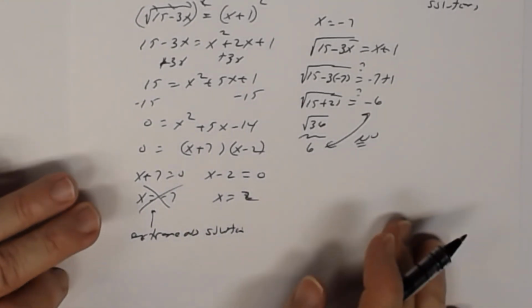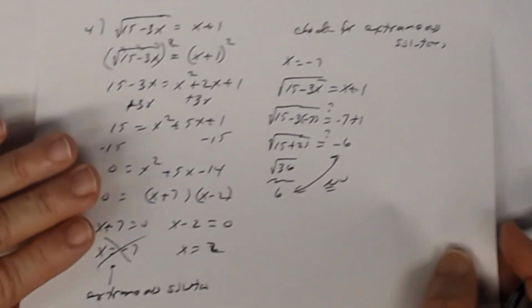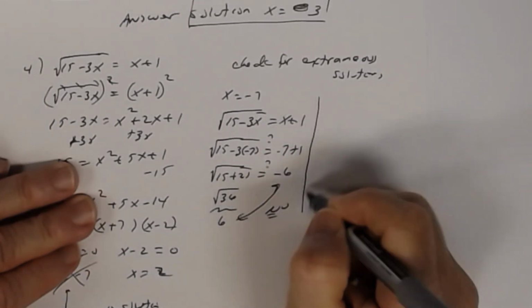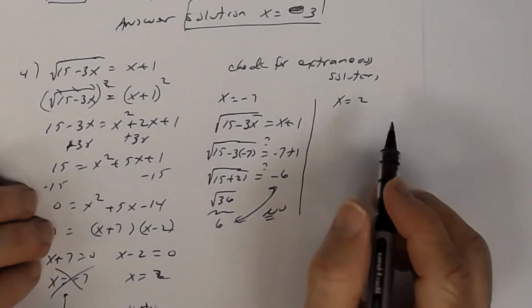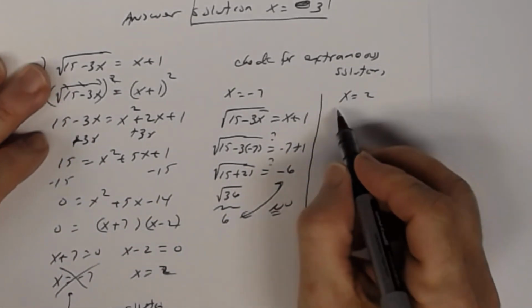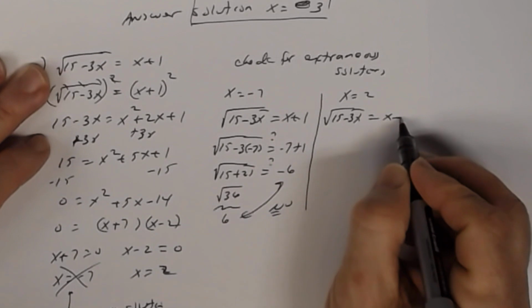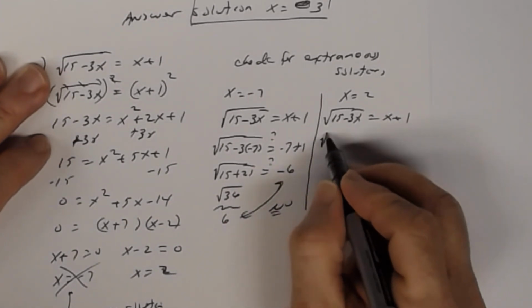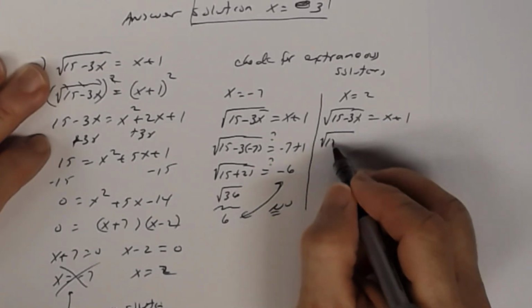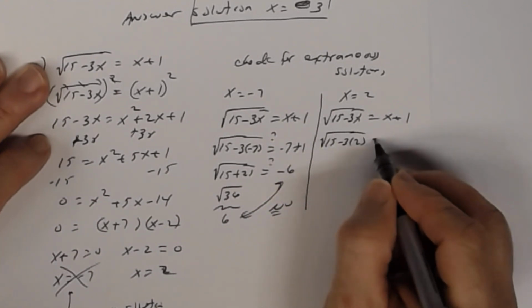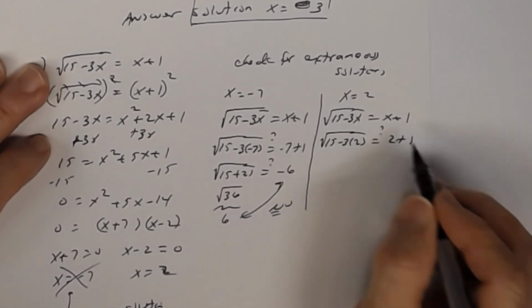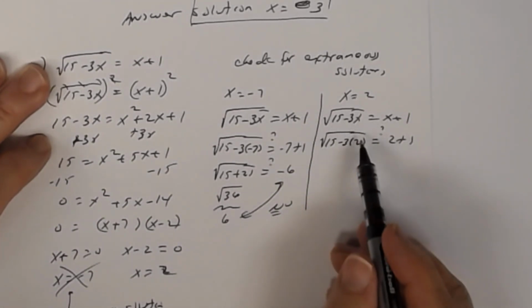All right, now let's check x equal 2. So when I check x equal 2, go back to the original, which is this. I get square root of 15 minus 3x equal x plus 1. So in place of x, I'll substitute 2. So I get 15 minus 3 times 2 equal 2 plus 1. So I want to see those two sides are equal.